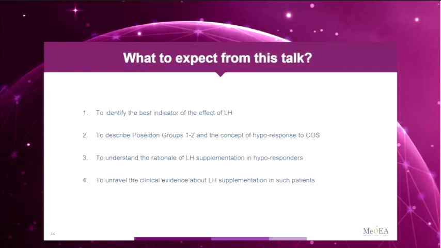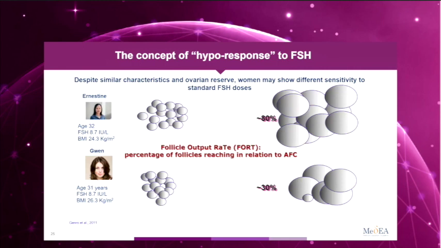So I will go very fast on the other points because my time is not so much. We have just 5 minutes. This is what Professor Fischer was telling before, that we can have patients with a similar starting point, similar antral follicle count, similar demographic and anthropometric characteristics, but they show totally different sensitivity to standard doses of gonadotropin.